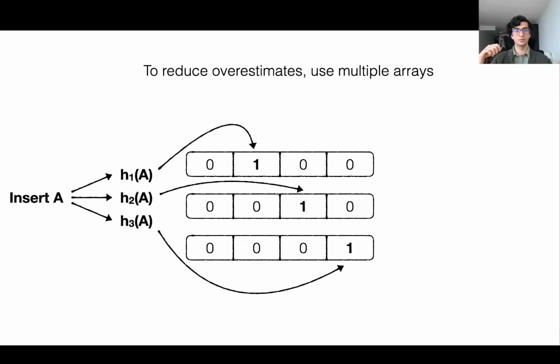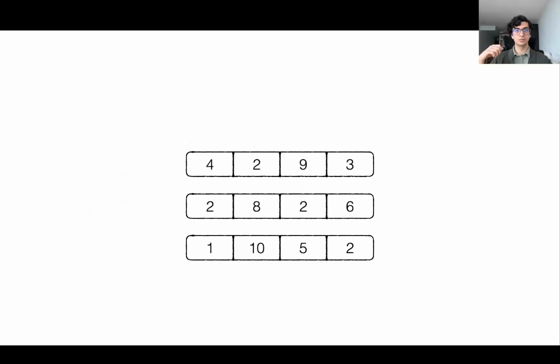In this setup, when a new key A is inserted, it is mapped to a counter in each of those arrays using the corresponding hash function, and those counters are incremented. So after ingesting a number of insertions, one might end up with a state in the sketch like so.